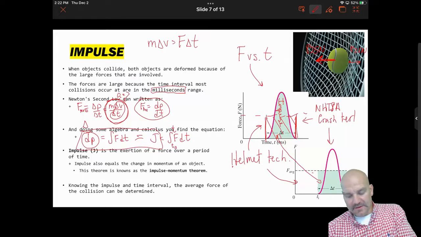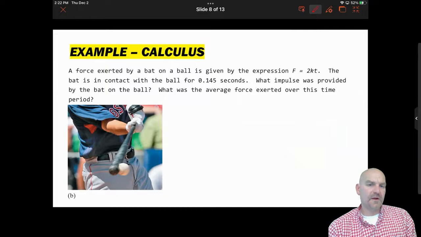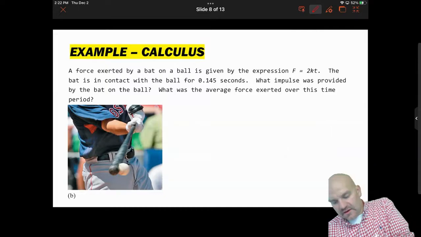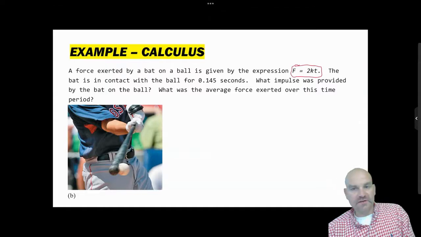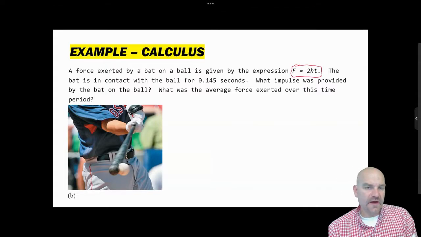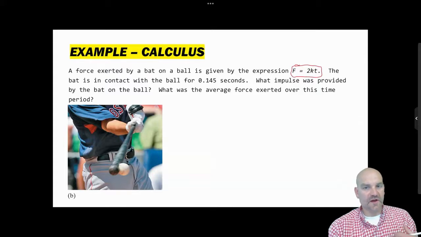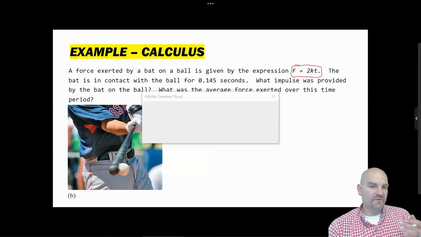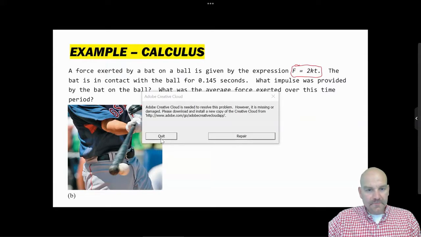Okay, so let's look at an example using calculus. The force exerted by a bat on a baseball is given by the expression F equals 2kt. Even though I'm telling you this is a calculus question, notice that the force is given with respect to time, which tells you that you have to use calculus. This is not simply a force as a number; it's giving you that force varies with respect to time.